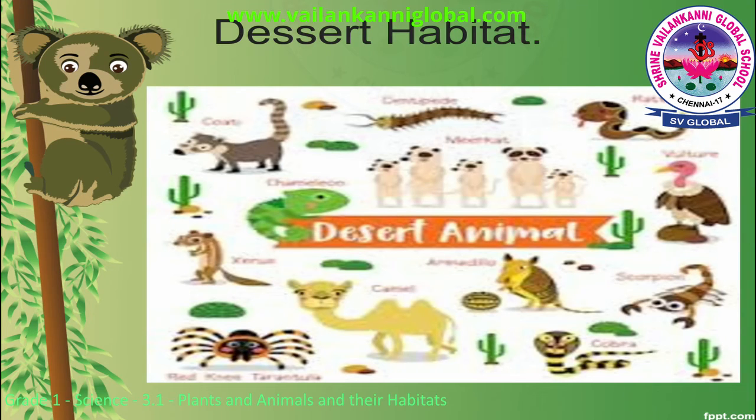Desert habitat. Desert habitat is basically a hot and dry region. Here you can find animals like camel, desert snake, rattlesnake, eagle, vulture and desert turtles, etc.